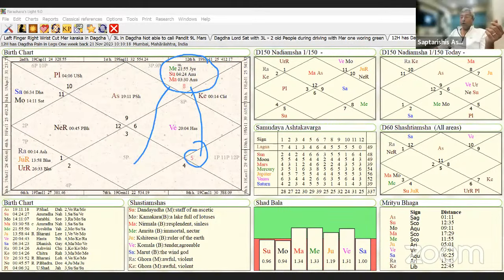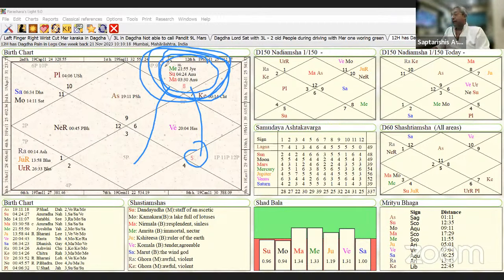And the Dagdha Rashi Lord, Mars itself, is sitting over there in the 12th house of legs. Are you all getting it? Yes, sir. The native had severe pain in the legs. So easy sometimes Dagdha Rashi becomes. Sometimes you have to go indirectly. It all depends on your experience. Are you getting it? Yes.